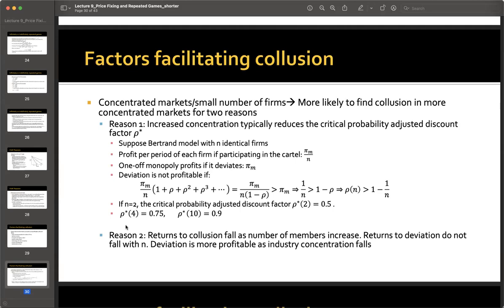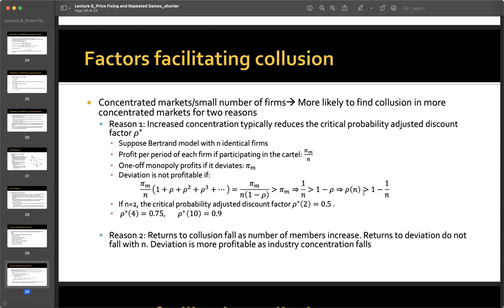Okay, so suppose a Bertrand model with n identical firms. The profit in each period of each firm participating in the cartel is the following. So again, you're just dividing pi m by n. The one-off monopoly profit, if it deviates, is pi m. So the deviation is not profitable if pi m over n times this infinite stream here, which is equal to this one, is greater than pi m. This is possible if that rho is greater than 1 minus 1 over n. Okay, so essentially you can think about this as the rho star, which is a function of n.